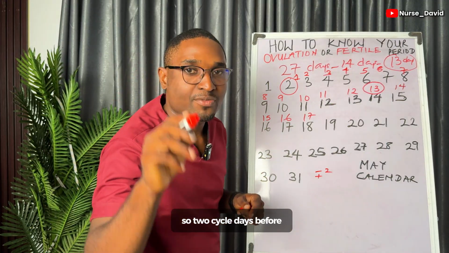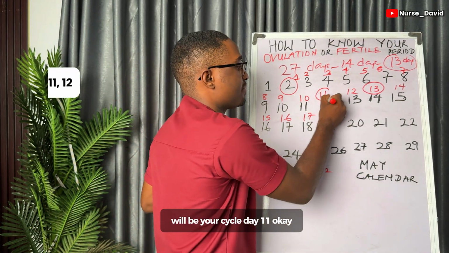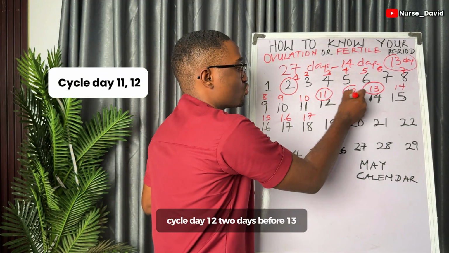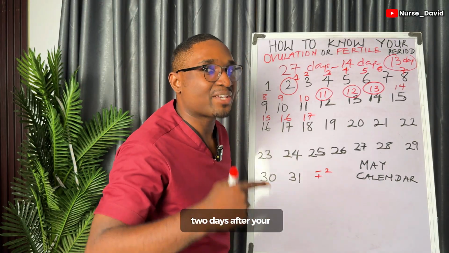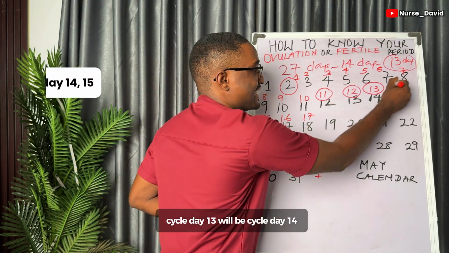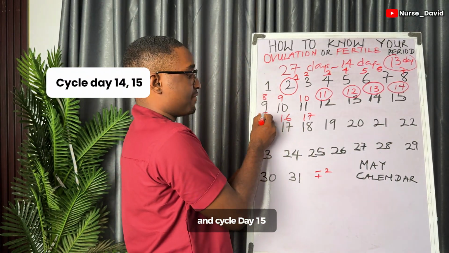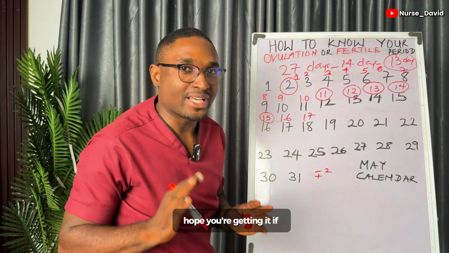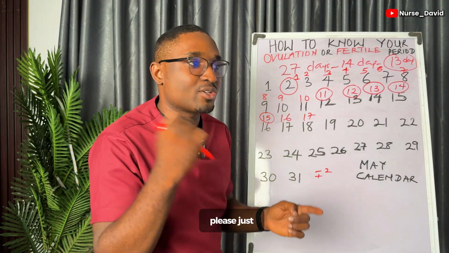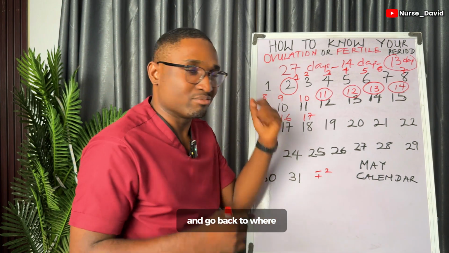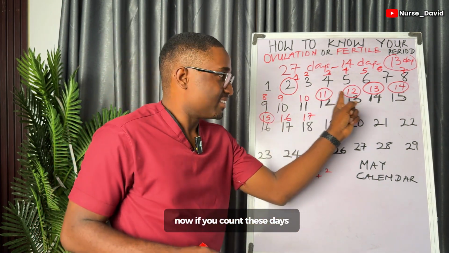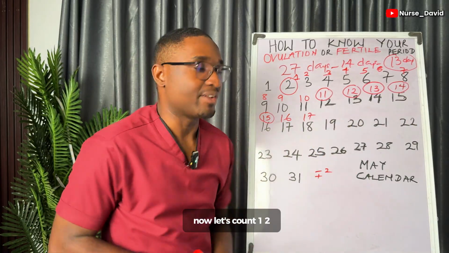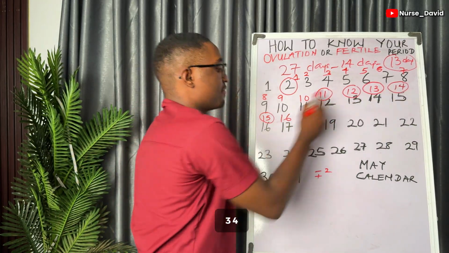So 2 cycle days before cycle day 13 will be your cycle day 11, okay, cycle day 12. 2 days before 13, don't forget. 2 days after your cycle day 13 will be cycle day 14 and cycle day 15. Hope you're getting it. If you're not getting it, please rewind this video and go back to where you've missed it. Now, if you count these days, you should have 5 days. Now let's count. 1, 2, 3, 4, 5.